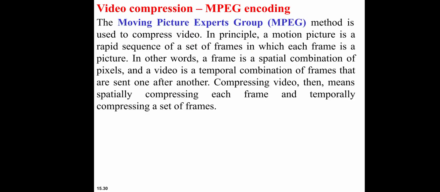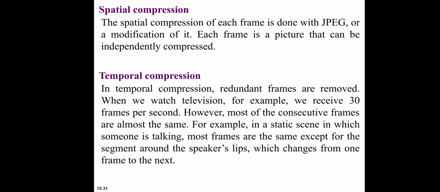the table. So in video compression, MPEG encoding is used to compress the video. The motion of the picture is a rapid sequence of a set of frames in which each frame is a picture. So it will have some spatial combination and temporal combination of the frames. By compressing that video, we can have each frame with spatial compressing and sets of frames with temporal compressing. So what is spatial compression and temporal compression?